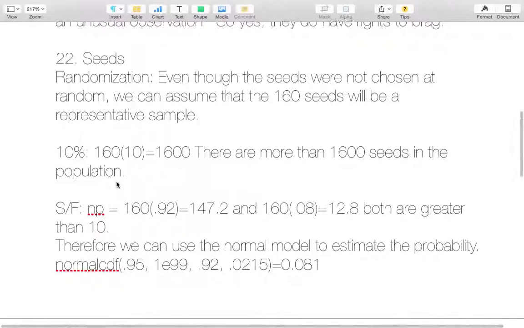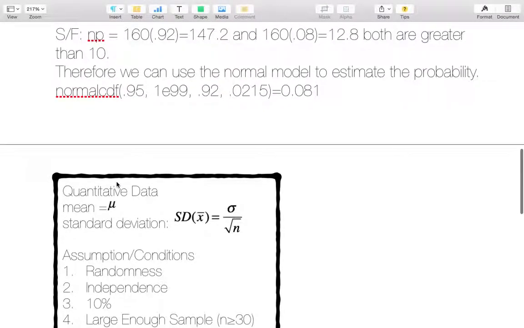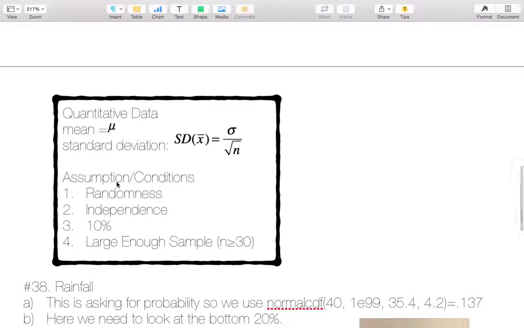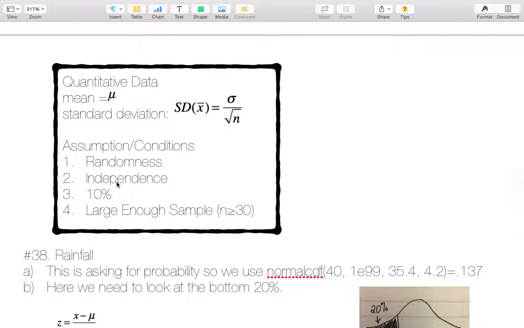Okay, let's look at some notes, so this is actually kind of new. Quantitative data. I want to make sure that you have this down. We haven't necessarily talked about this as much, but it's not really any different. There's one little tiny formula that we have to worry about.